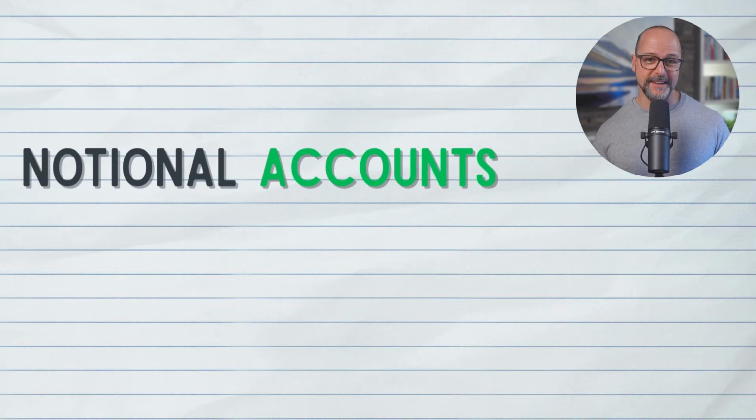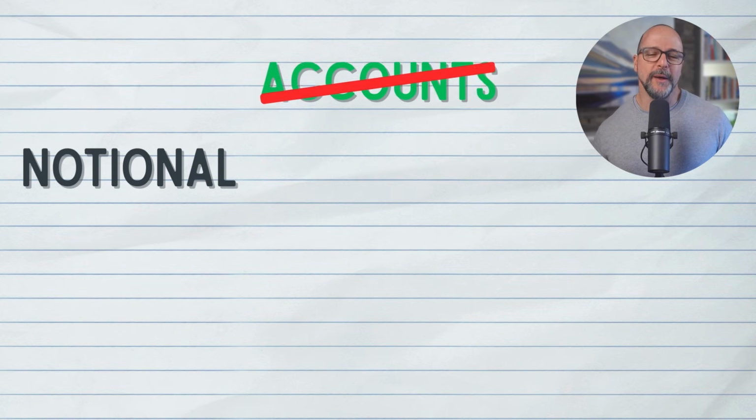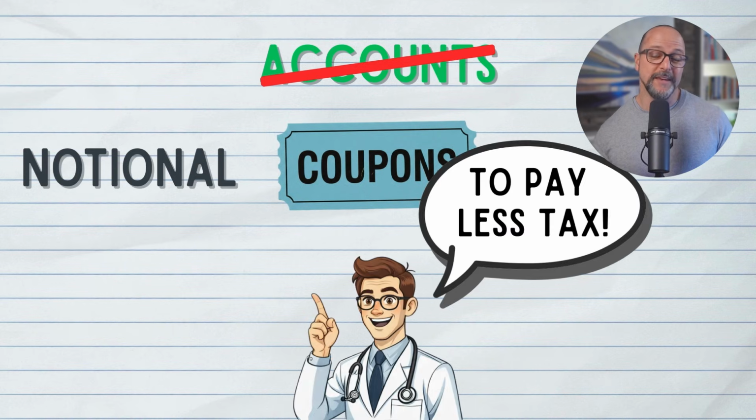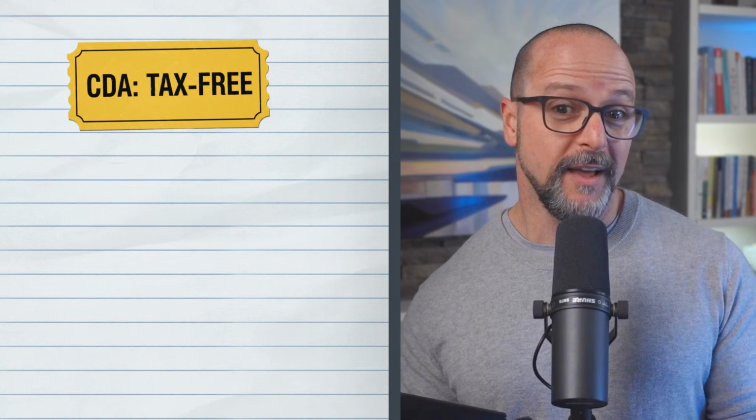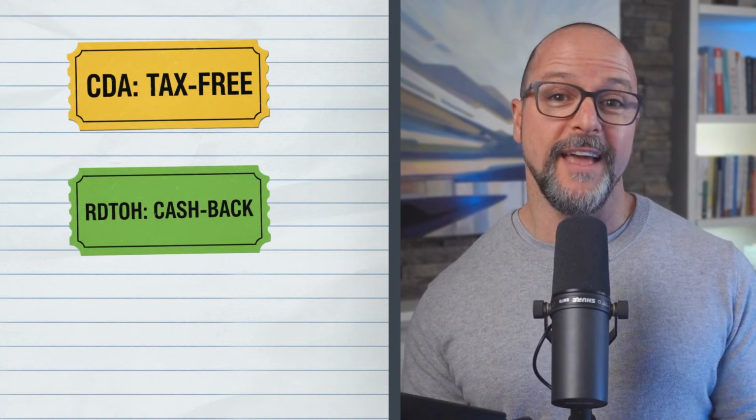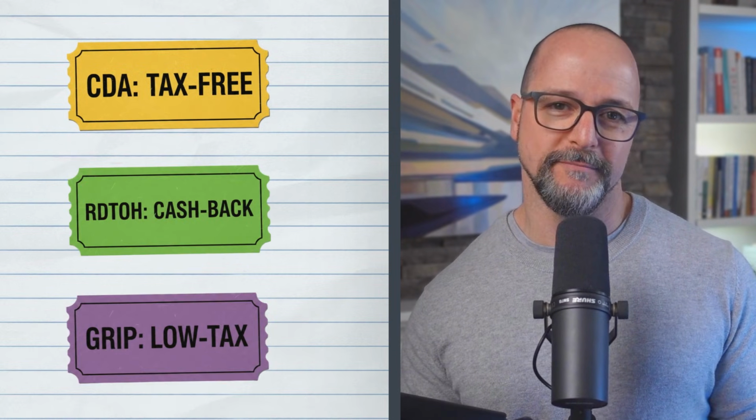So here's the key. Stop thinking about notional accounts as accounts and start thinking about them as coupons, in particular, tax coupons. There are three: a tax-free coupon, a cash-back coupon, and a low-tax coupon.